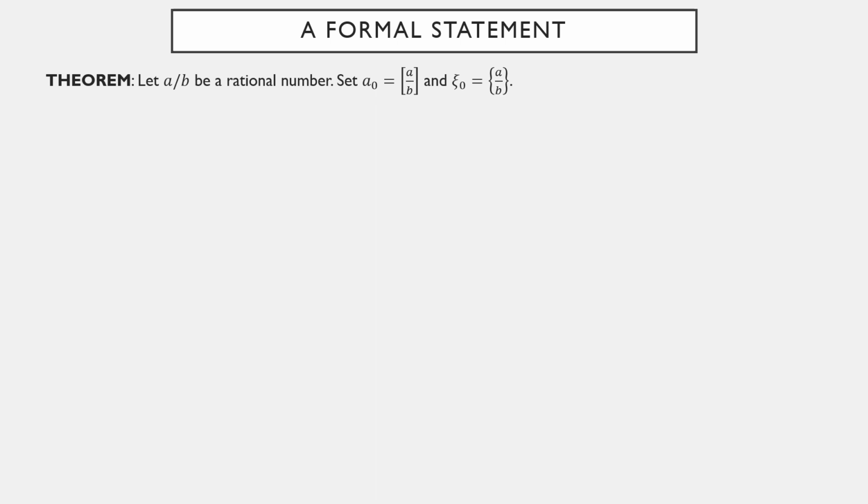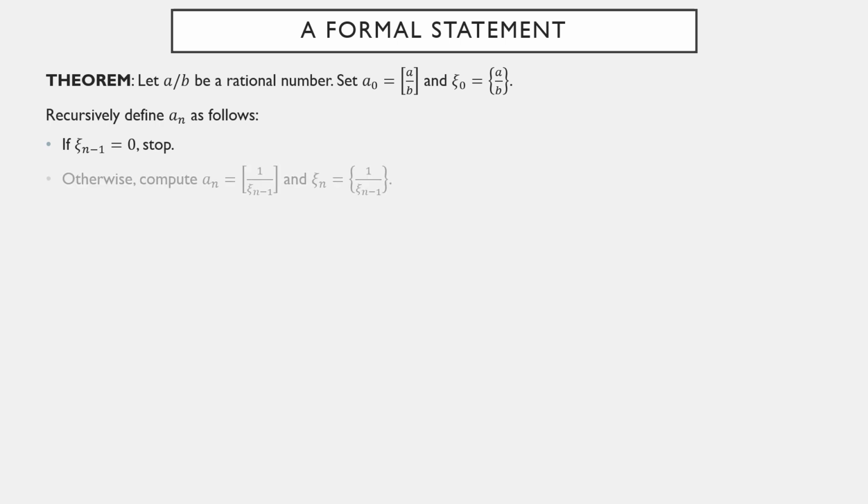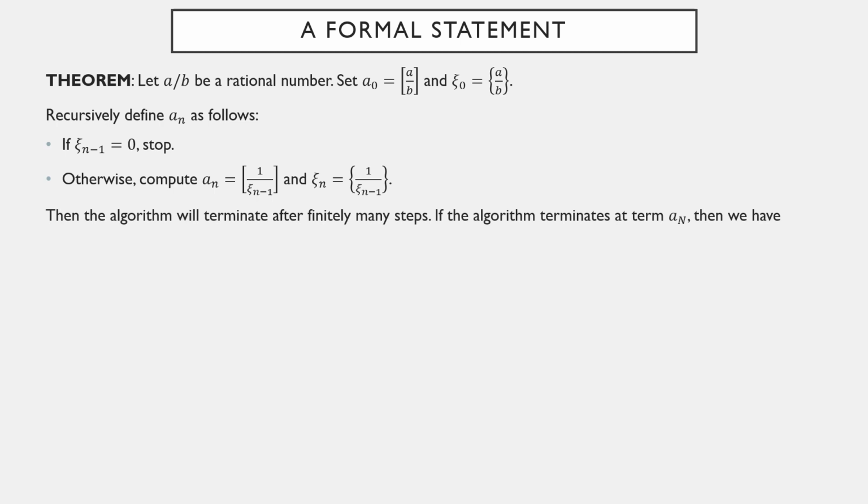Let a over b be a rational number, set a0 to be the integer part or the quotient of a over b, and set c0 to be the fractional part or the remainder of a over b. And then recursively define an as follows: if the previous remainder or fractional part was 0, stop the algorithm, otherwise reciprocate it and compute an integer part, and have the fractional part of that reciprocal be the next remainder. Then the algorithm will terminate after finitely many steps.